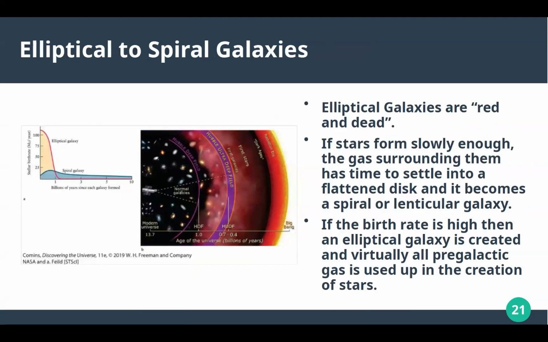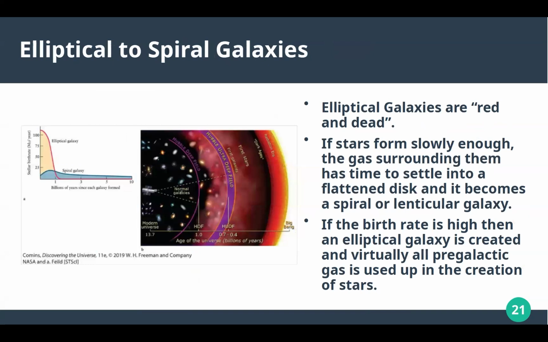There was also a shift from elliptical to spiral galaxies, where elliptical galaxies are red and dead, meaning that they're low energy and don't have dying stars, and are what we see of the very early universe, which we can see by looking as far out as possible into the universe or into space around us. And the farther out we look, the further back in time the light that we are seeing comes from.